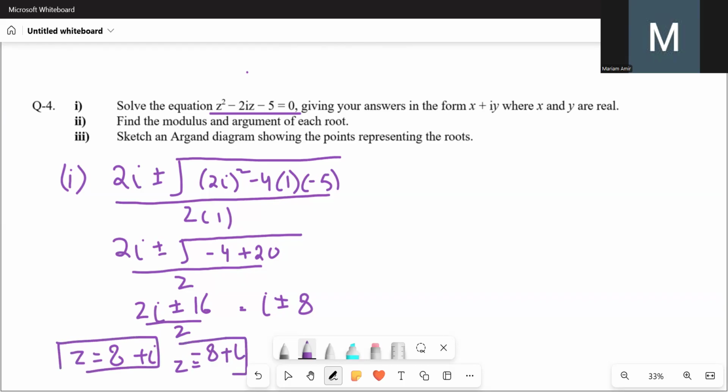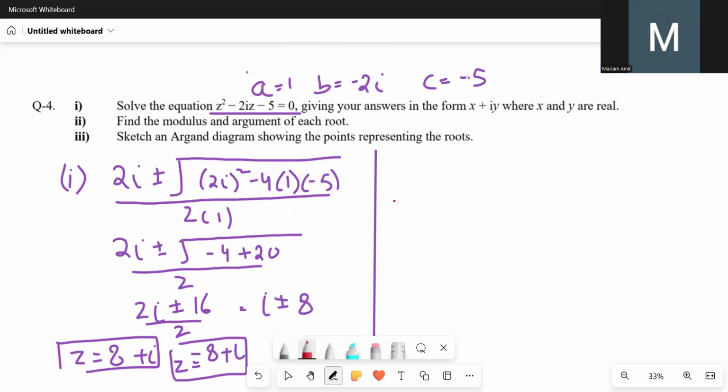And remember that in this case, the roots are not conjugate pairs because A, B, C are not real. A is 1, B is negative 2 iota, so B is not real, and C is negative 5. Only when A, B, C are real, the roots are conjugate pairs. So that's why these roots are not conjugate pairs. If they were a conjugate pair, the other root would have been 8 minus iota. So that's not the case here.